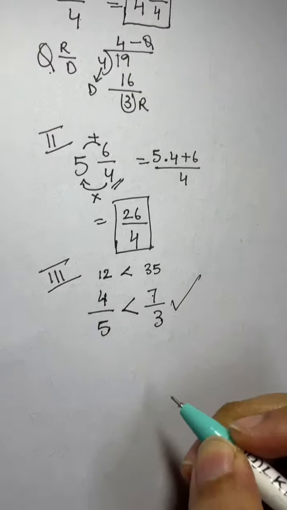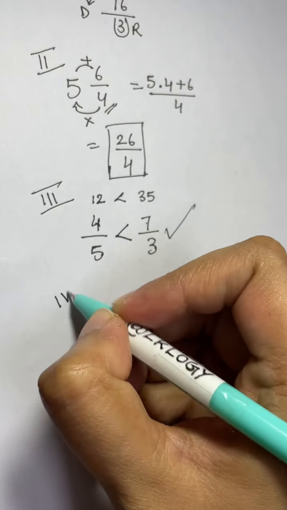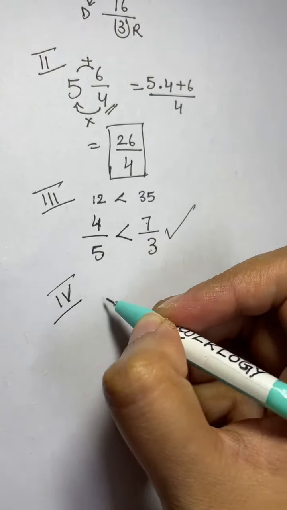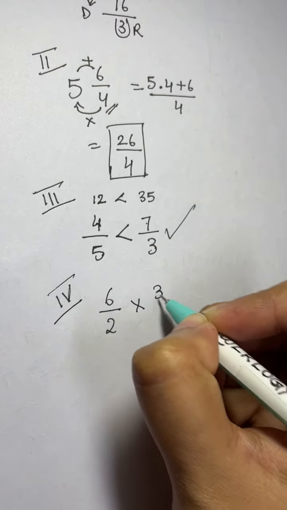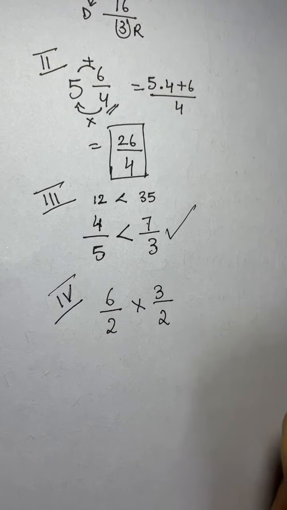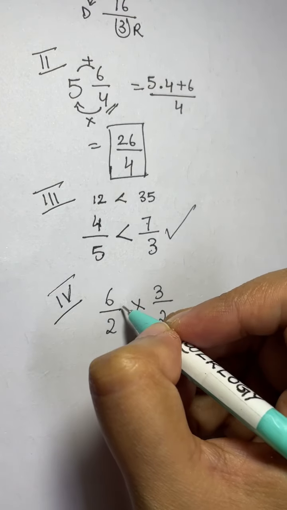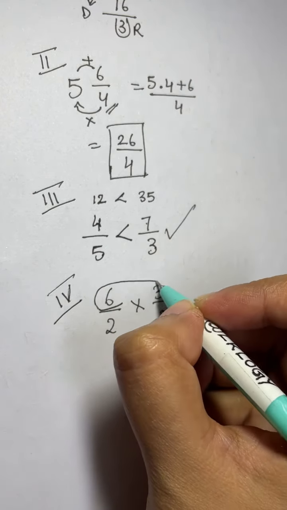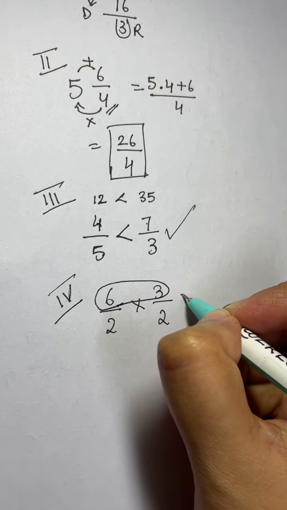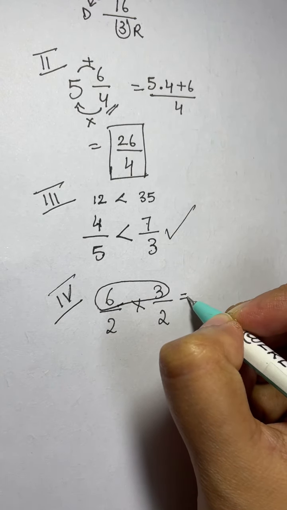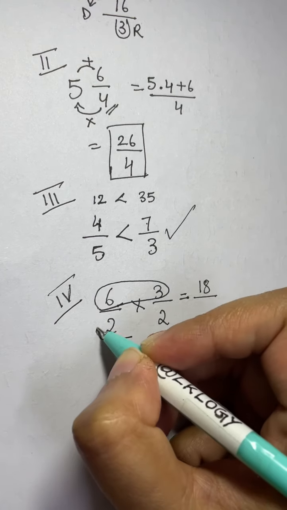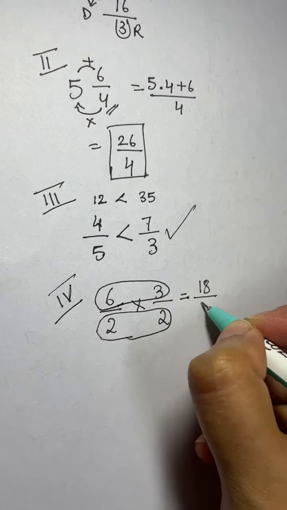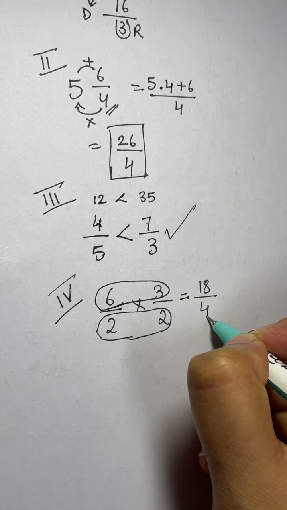Done? Okay, let's see number 4. In number 4, you have multiplication of two fractions. Suppose you have two fractions like this. When you're multiplying two fractions, you just directly multiply the numerators. 6 times 3 is how much? 6 times 3 is 18, over 2 times 2, which is 4. So you have 18 over 4.